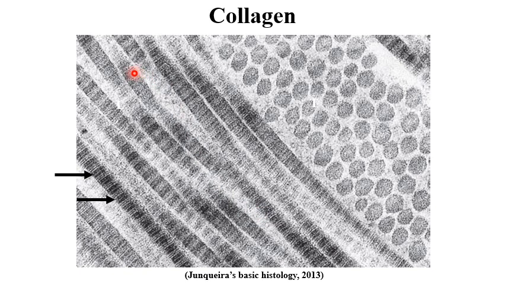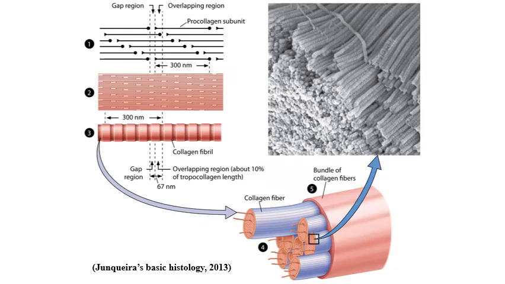A characteristic feature of these fibrils is the presence of a cross-banding pattern. This banding pattern results from polymerization of pro-collagen molecules. These molecules are 300 nanometers in length. Each has a head and a tail. There is a gap between one pro-collagen molecule and the next pro-collagen molecule in the same row. The tail of one pro-collagen molecule overlaps the head of the next pro-collagen molecule in the next row.